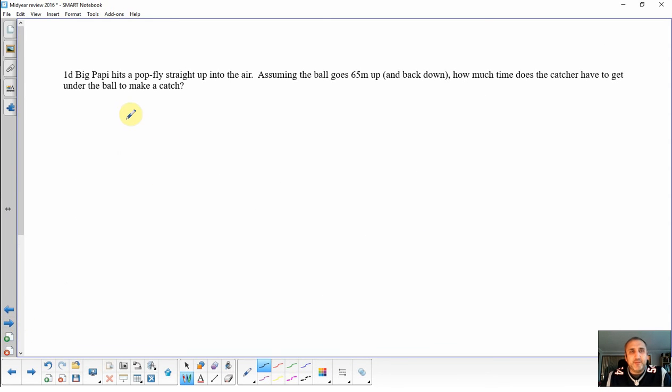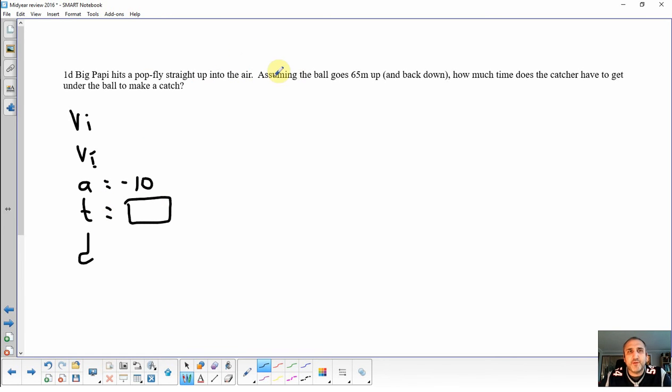Next, Big Poppy, David Ortiz, hits a pop fly straight into the air, assuming it goes up 65 meters and back down 65 meters. How much time does the catcher have to get under the ball to make a catch? Another VI, VF, A, T, D, and we are dealing with projectiles, so the A is going to be negative 10 or negative 9.8. And we are trying to figure out time.